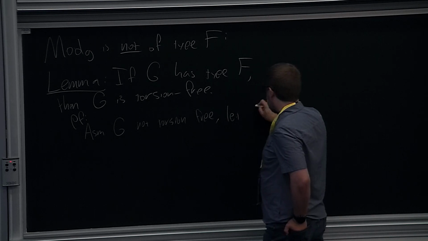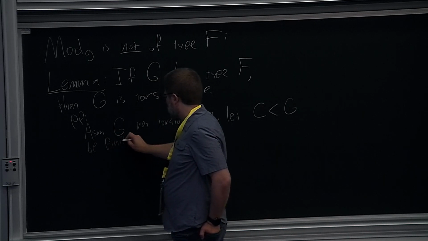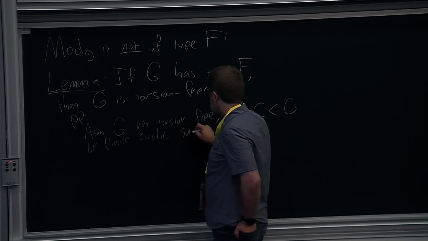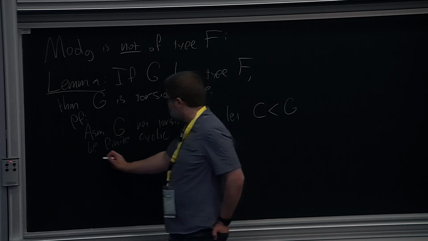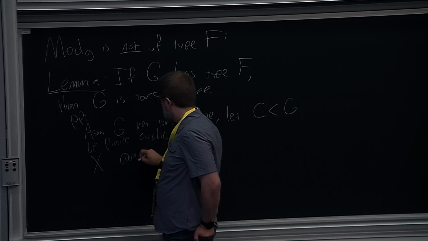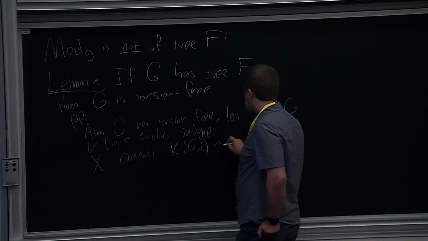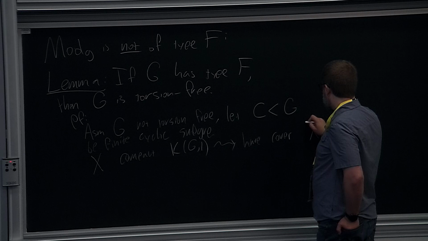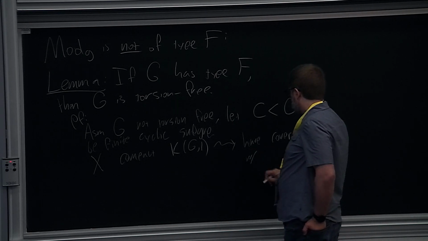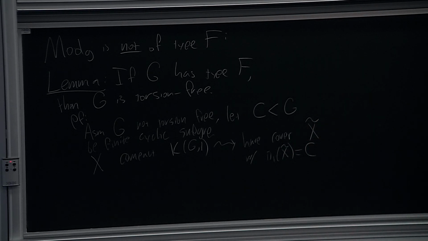And let C inside G be a finite cyclic subgroup, non-trivial, of course, non-trivial finite cyclic subgroup. And so if X is a compact K(G,1), we have a cover X tilde with pi_1 of X tilde equal to C. So any subgroup of a group, this is how covering space theory works, right? You have a subgroup of a group, you can pass to a cover.